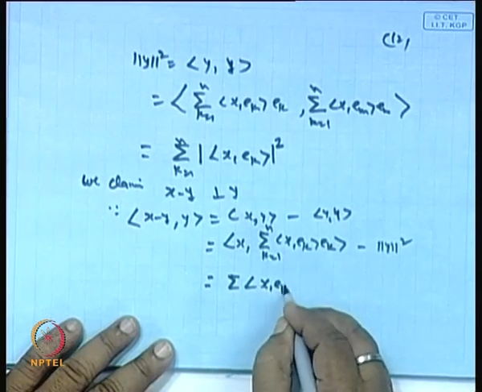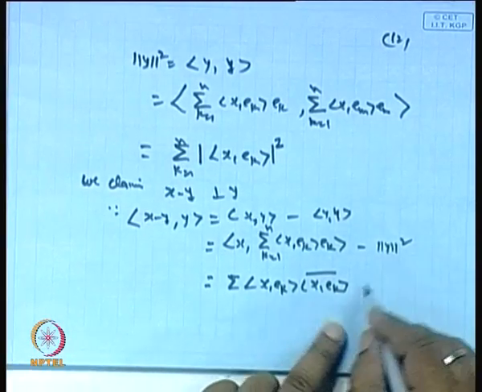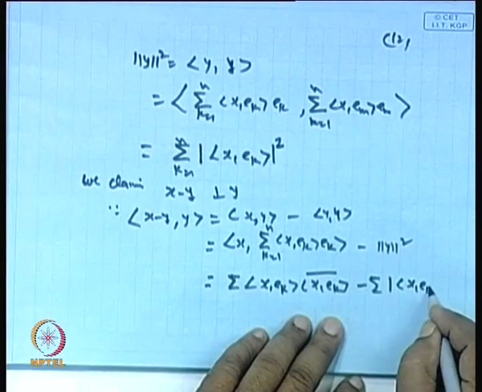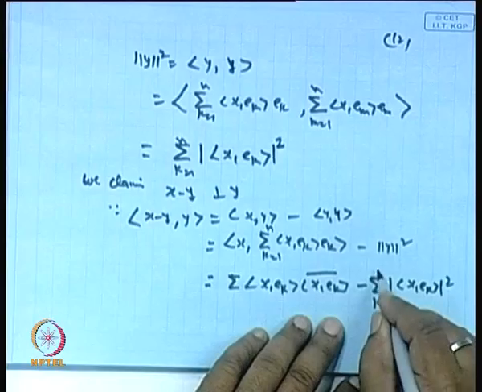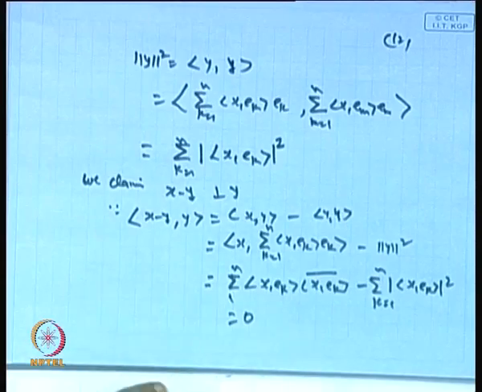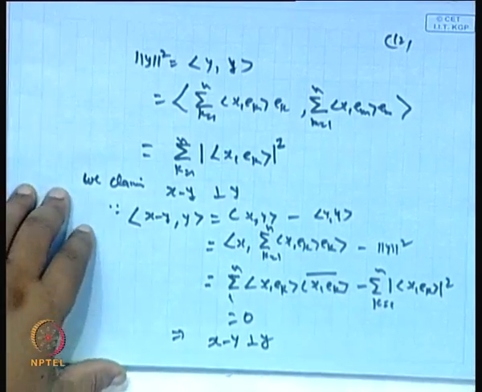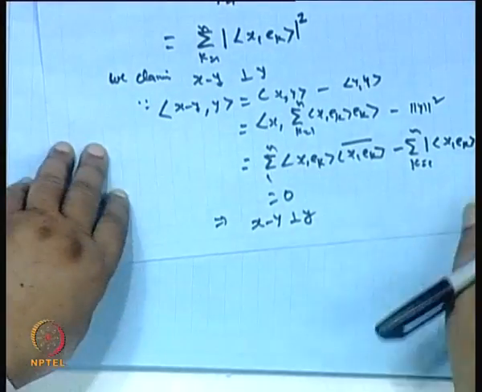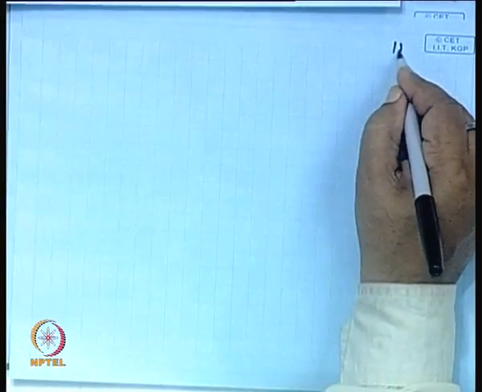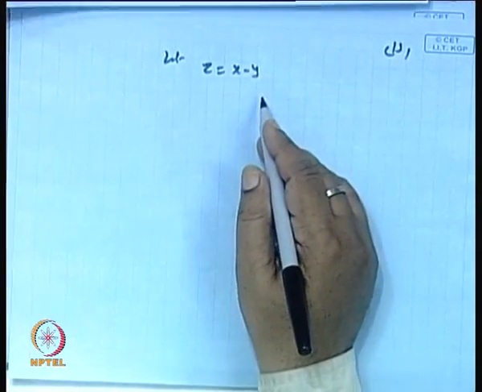So, it will be the same as x e k into x e k conjugate. Okay. And what is norm y square? That already we have seen, this is the modulus inner product of x e k whole square, k equal to 1 to n. So, basically both are equal and we get 0. It means that x minus y is orthogonal to y. Okay. So, let z stand for x minus y. Is it clear or not?